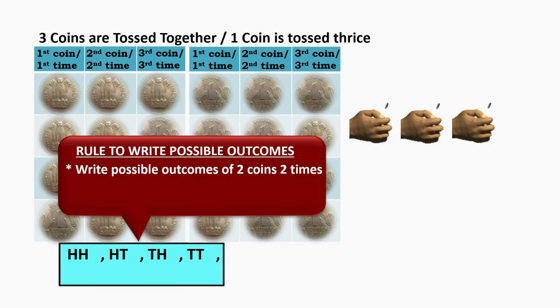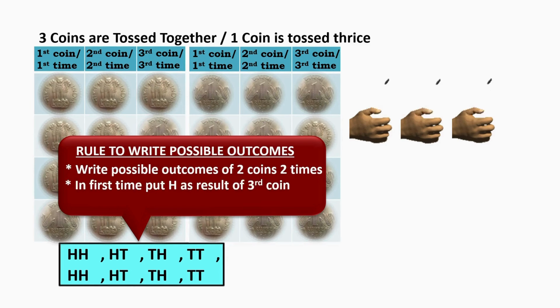Now according to the first table, first what we are going to do is put H, meaning head, as the result of the third coin. Earlier we already got the outcomes for 2 coins, or 1 coin tossed 2 times: head-head, head-tail, tail-head, and tail-tail. Now if we introduce a third coin, what are the outcomes?